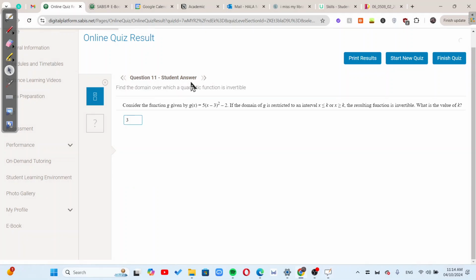Now, next question. Consider the function g given by this. The domain is restricted. They want to restrict your domain.